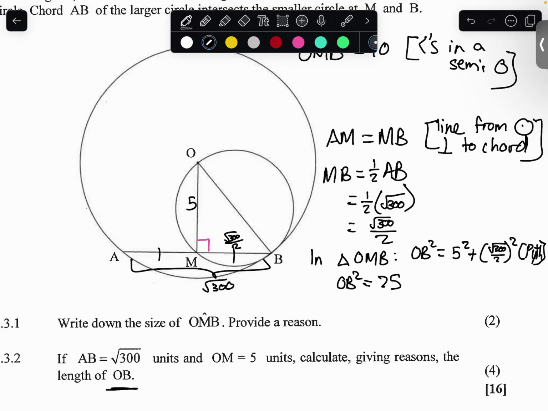75. Right, that gives me OB squared is equal to 100. Square root, don't forget your plus minus, but we know OB is a length, so it's going to be a positive 10. And that's that one.